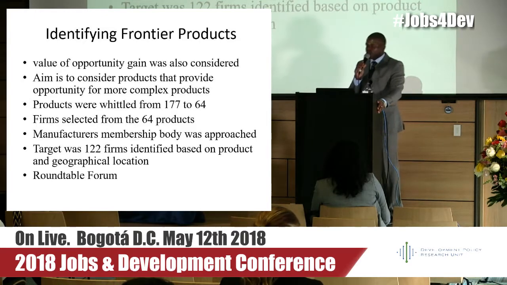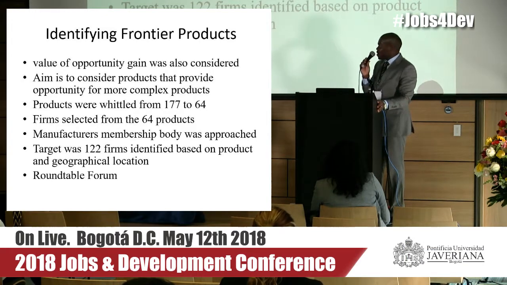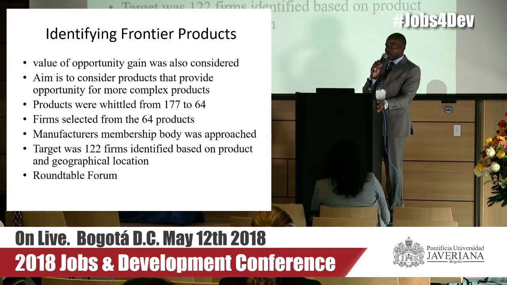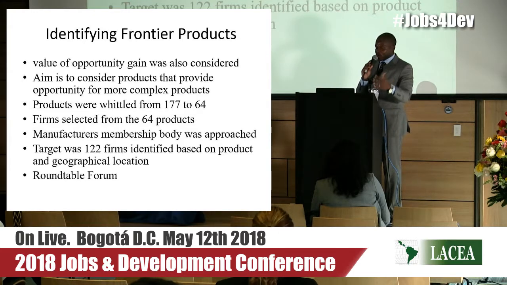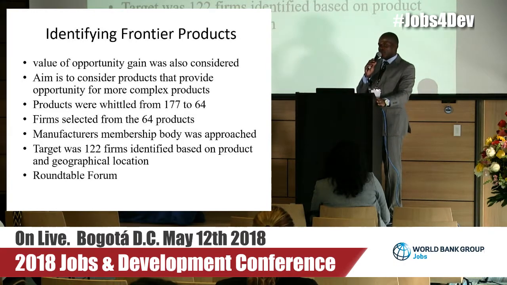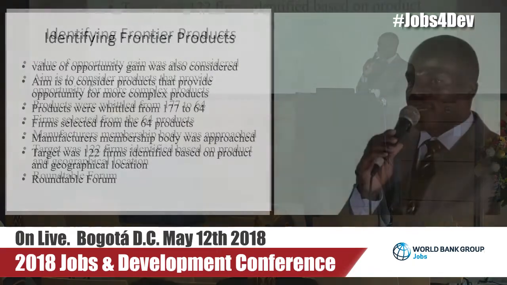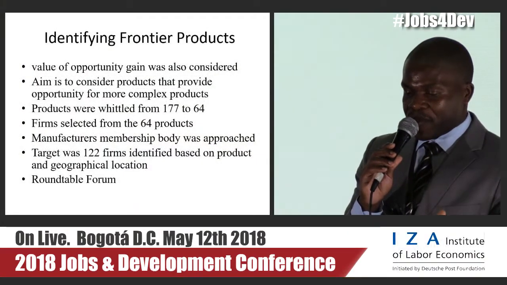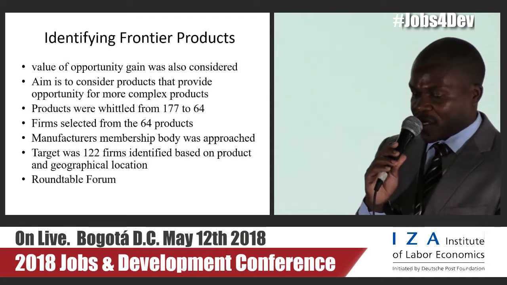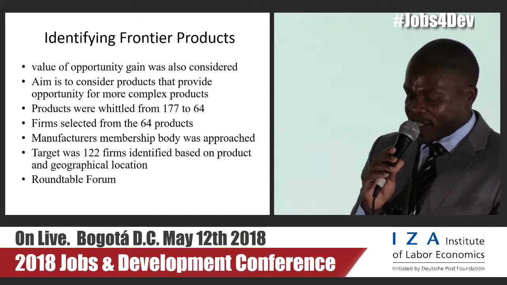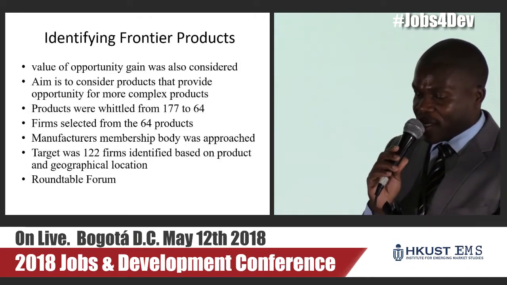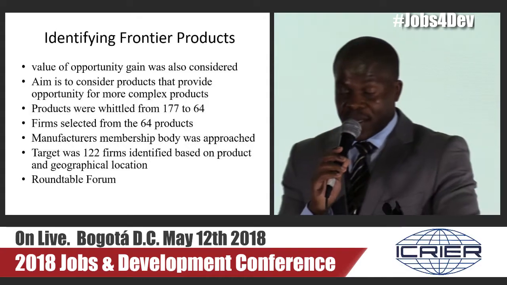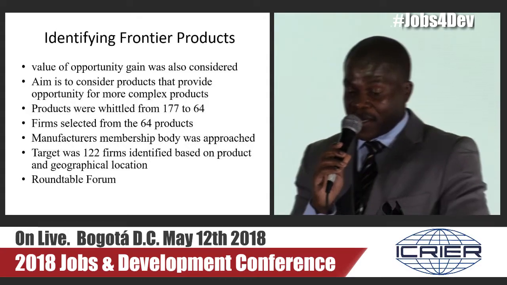So after this, we spoke to manufacturing membership associations just to get their views on what the issues are that would propel them to produce more complex products, and which areas would move the country from low complexity products to high complexity products. From this process, we were able to identify 122 firms based on the products they produce and their geographical locations.